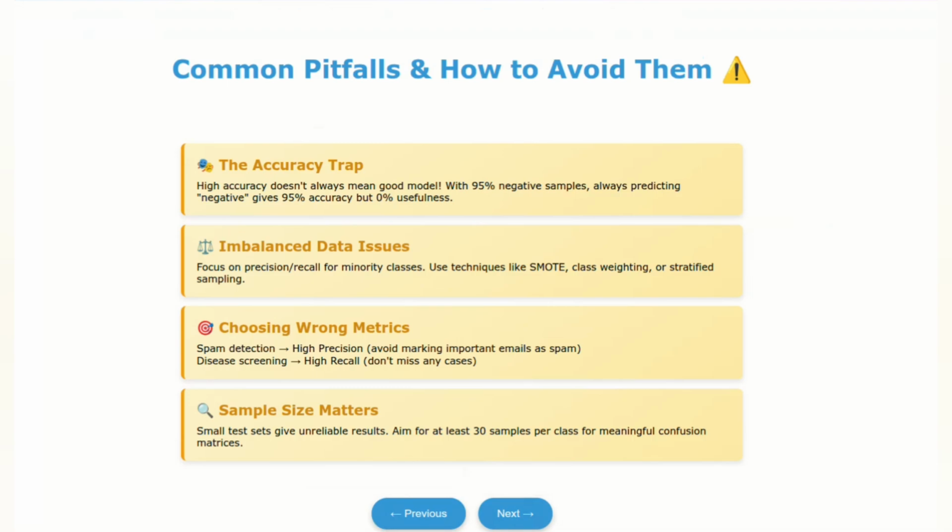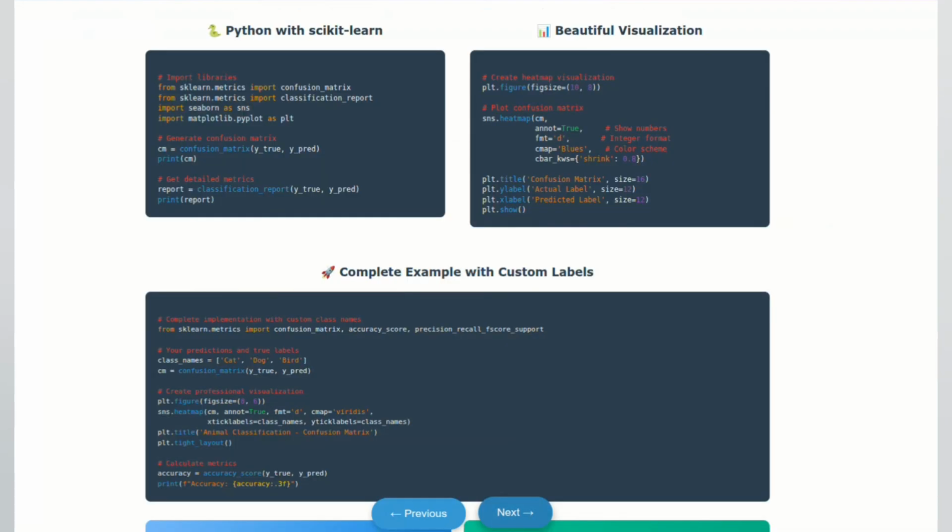Choosing the right metric. Always choose metrics that align with your business objective. High precision needed: email spam detection. Avoid marking important emails as spam. High recall needed: disease screening. Don't want to miss any cases. Balanced approach: general image classification. Sample size. Make sure your test set is large enough for reliable estimates. Small test sets can give misleading confusion matrices.